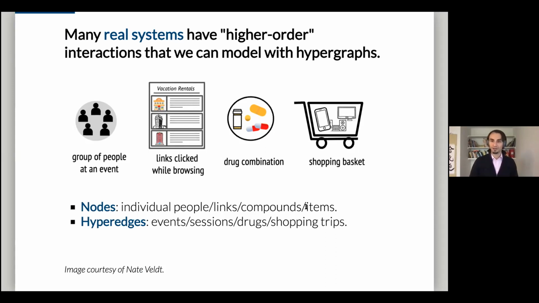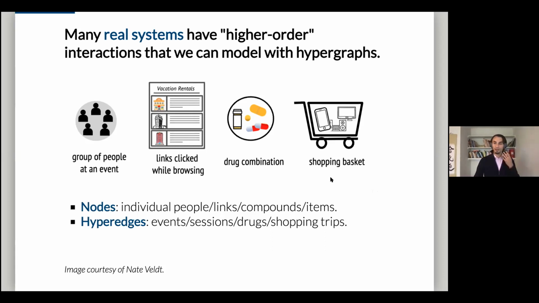Drug combinations, an edge would be a drug or a medical product, and the nodes would be the compounds contained in that combination. Or maybe you're going shopping, your edge is your shopping cart, and the nodes are the items contained in that shopping cart. So all of these are very natural cases where we'd like to model higher order interactions, and hypergraphs give us a very natural way to do this.